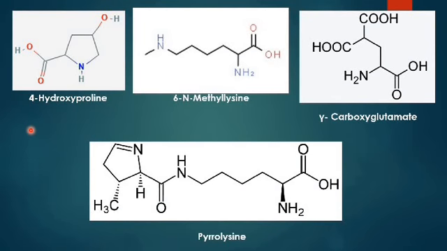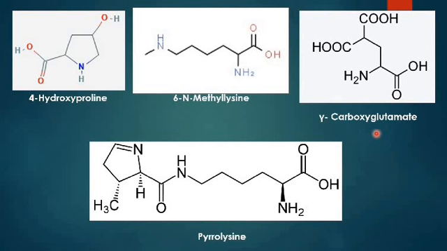Now we are going to talk about 4 non-common amino acids. There are many other non-common amino acids also, but for this video, we are going to restrict ourselves to only these 4. The first one, 4-hydroxyproline. This is found in plant cell wall proteins and collagen. The second, 6-N-methyl-lysine. This is a constituent of myosin, which is a contractile protein of the muscle.